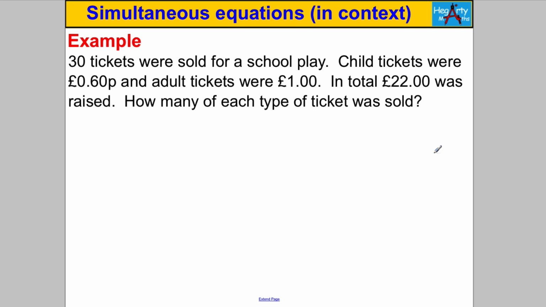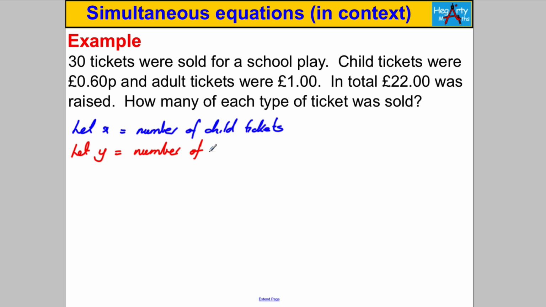30 tickets were sold for a school play. Child tickets were 60p, adult tickets were £1. In total, £22 was raised. How much of each type of ticket was sold? Right, let's start by giving a variable here. Let x equal the number of child tickets. Let y equal the number of adult tickets.